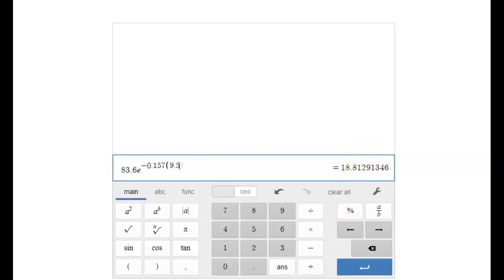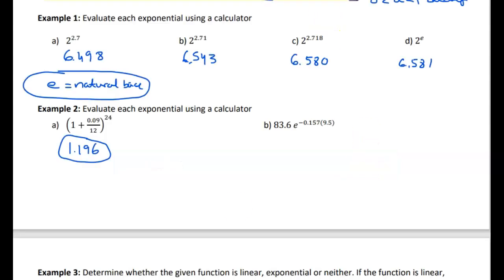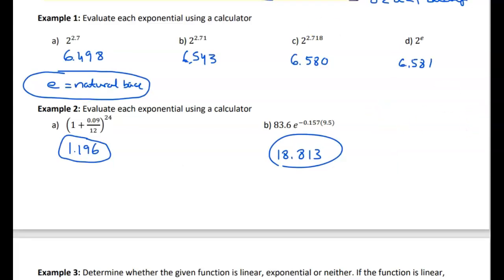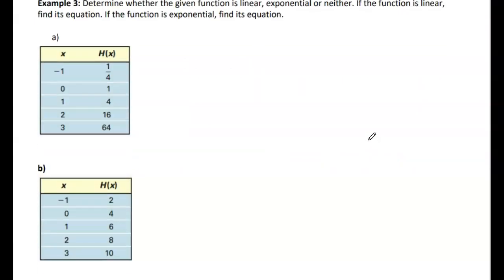There you go, 18.813. Alright, so exponential functions are not difficult to calculate just using a regular calculator or a Desmos calculator. Alright, let's look at the next concept here.